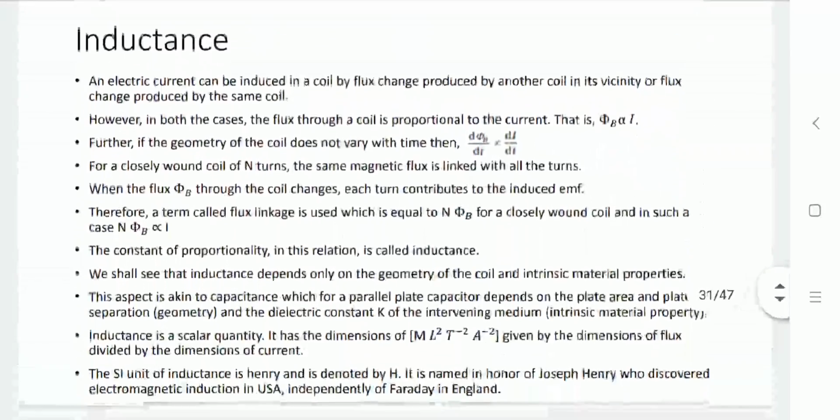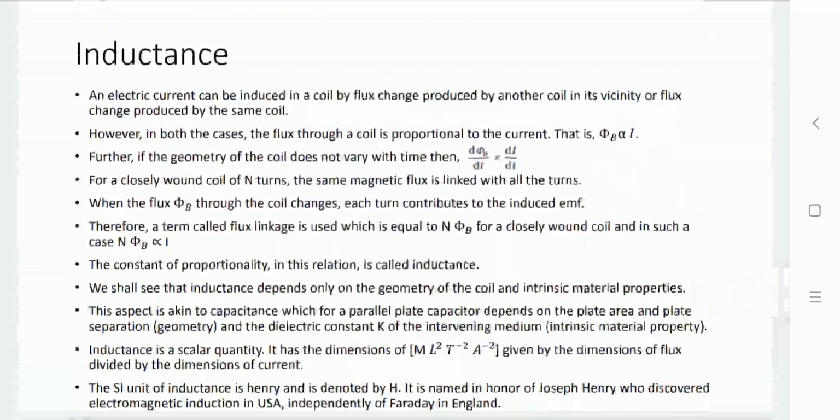Now let us go through the other topic, inductance, in which we see how induction can be utilized. Electric current is induced in a coil by a flux change produced by another coil in its vicinity, or by a flux change produced by the same coil. While electric current passes through a coil, it generates a magnetic field, and a change in the magnetic field produces a flux.